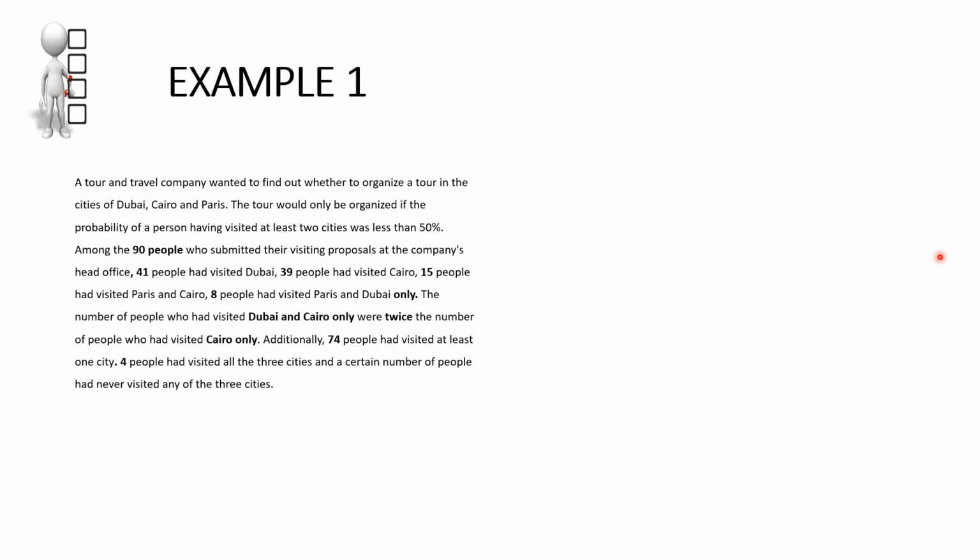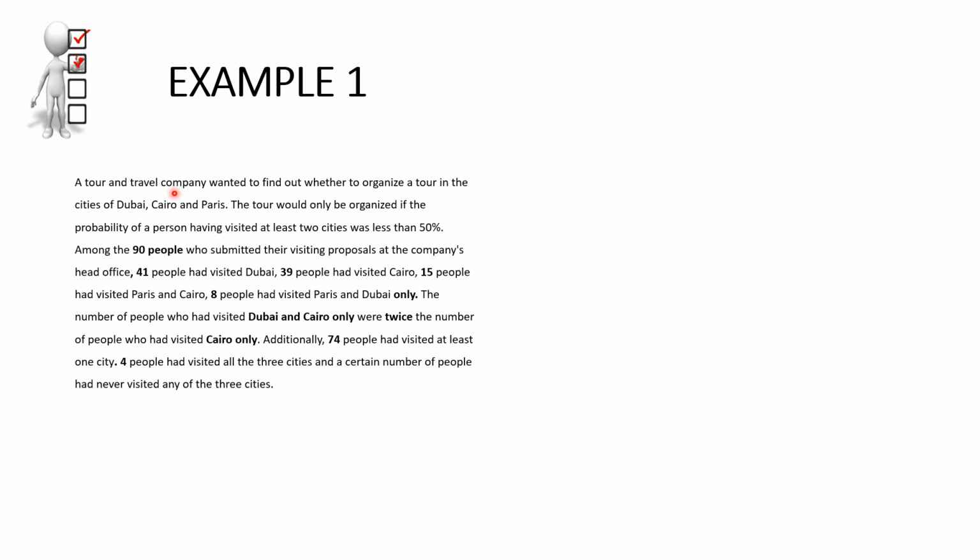Okay, we are doing one example of set theory. So kindly pay attention as you watch this video, and we want to see everyone mastering this item of set theory. So here is our example 1, and this is our scenario.